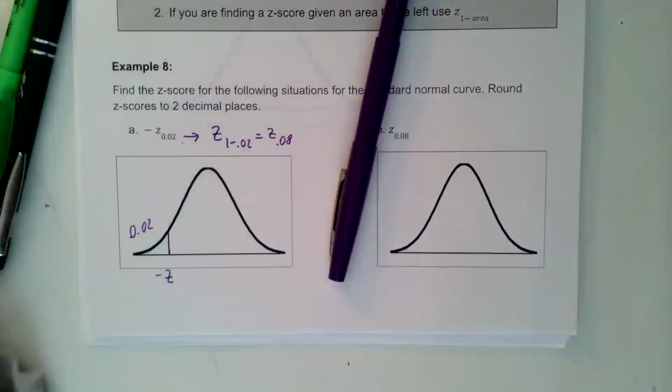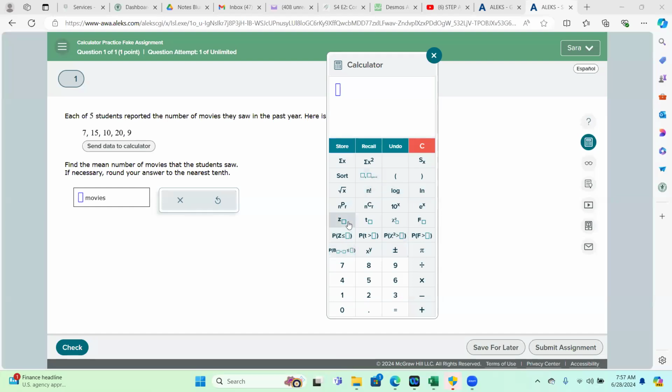So let's go to Alex. And I cleared it out. So it's this button right here. And we are going to put in 1 minus 0.02, which is equal to a negative 2.054.